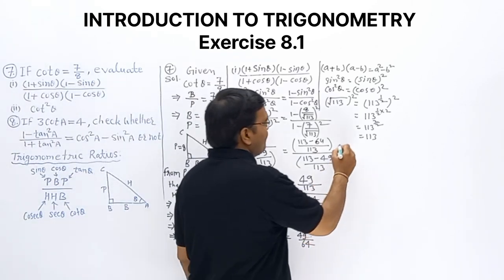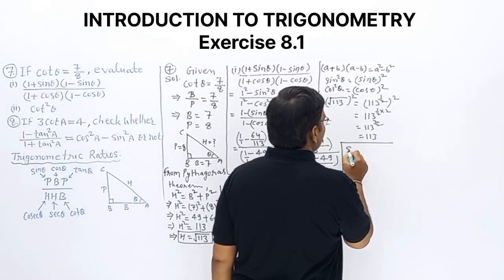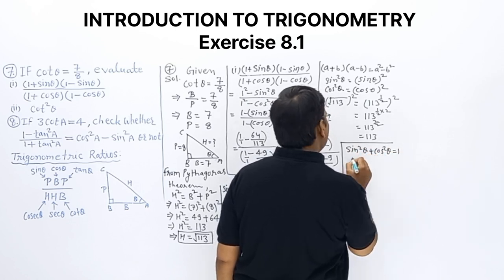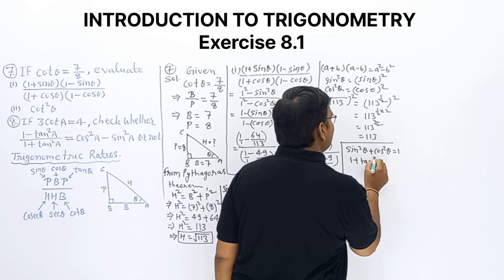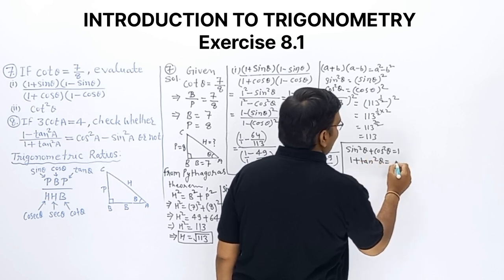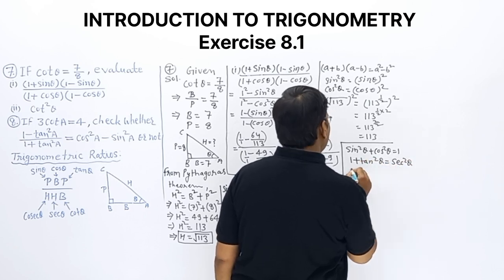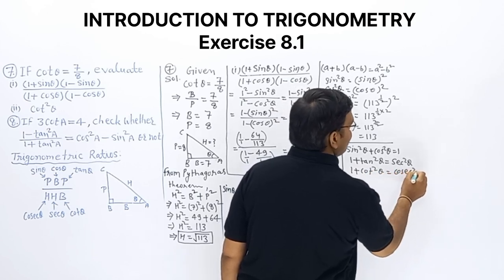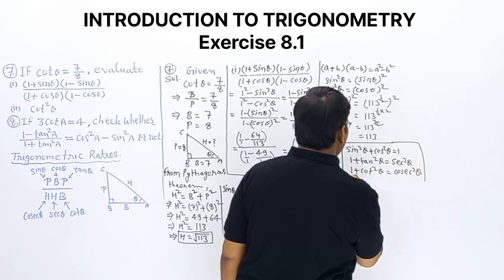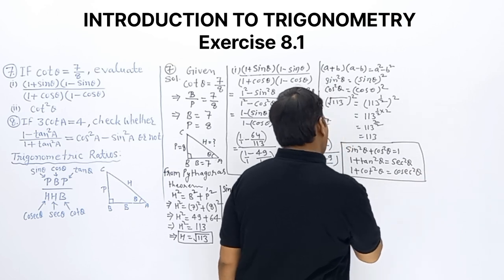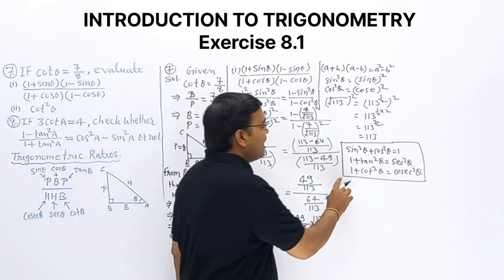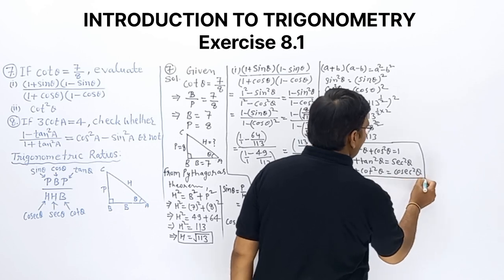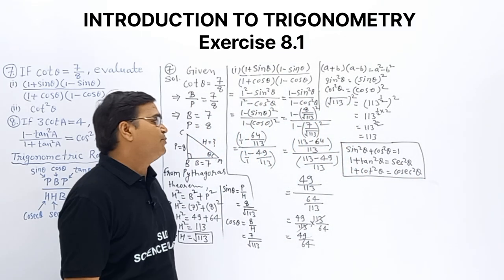Observe, first one is sin square theta plus cos square theta equal to 1. Second one is 1 plus tan square theta equal to sec square theta. Third, 1 plus cot square theta equal to cosec square theta. We are having these three trigonometry identities, and by using these identities we will solve the questions of exercise 8.3.